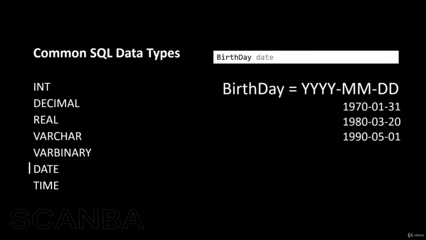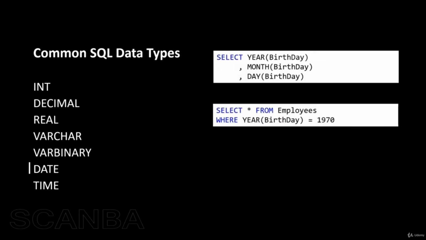Date data type supports a variety of date formats. Basically, any date format you can meet in Microsoft Office applications like Excel, you can find in SQL Server. With SQL commands year, month, and date, you can get year, month, and date as integers from the date variable. You can also use these commands in filters when retrieving data from the table.